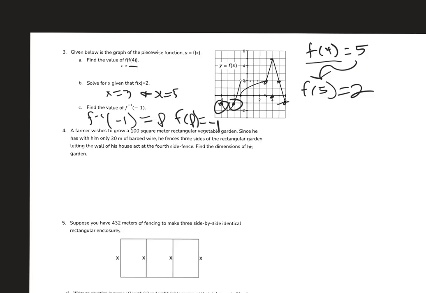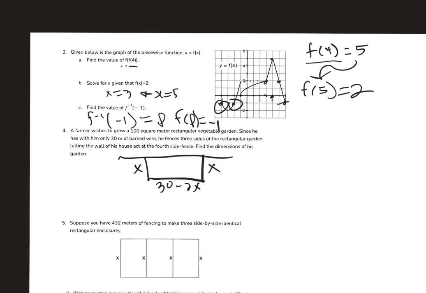Okay, a farmer wishes to grow a 100 square meter rectangular vegetable garden. He has 30 meters of barbed wire, and he's going to need 3 sides because he's going to build it against the wall. So here we have this. This has to be 100 square meters in area, and let's say if this is x, then this is x. And since we've used x plus x, or 2x, what we have left is 30 minus 2x.